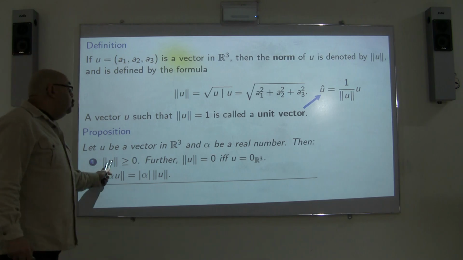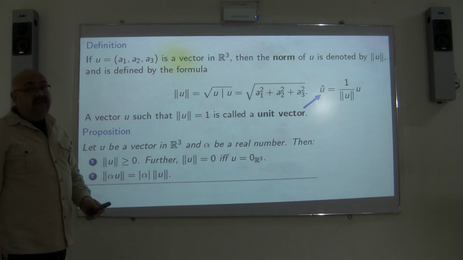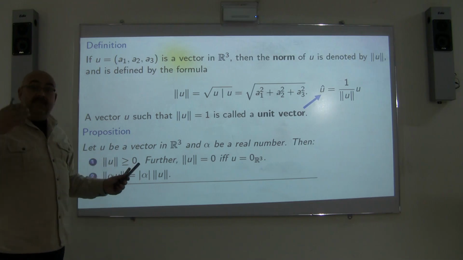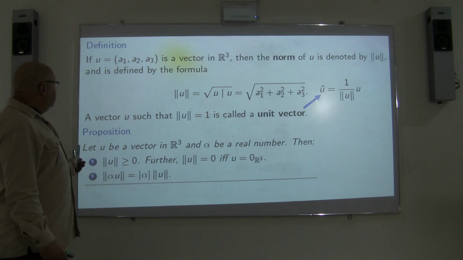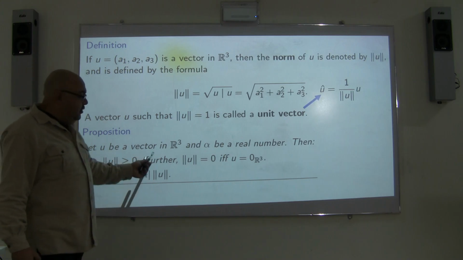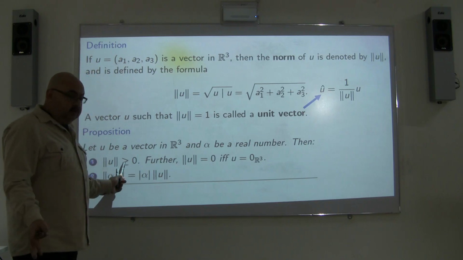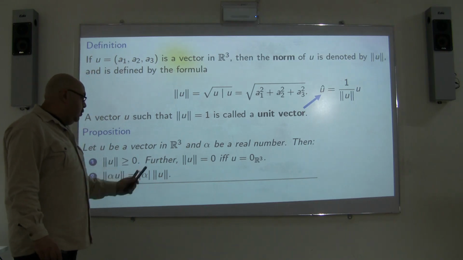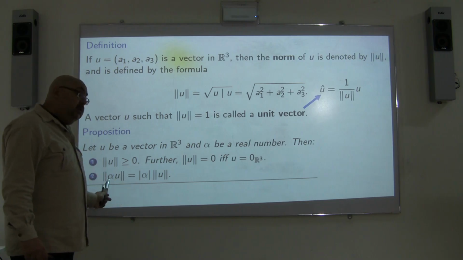Okay, these two inequalities or these two statements are really very important. We will need them in calculus 2 down the road, and we will depend on them in plenty of proofs. It states that if U is a vector in R3 and alpha is a real number, then the magnitude of U is greater than or equal to 0, which makes sense. It is 0 only if U is equal to 0. The magnitude of alpha U is equal to the absolute value of the scalar alpha times the magnitude of U. This relation, I will depend on it in some proofs.